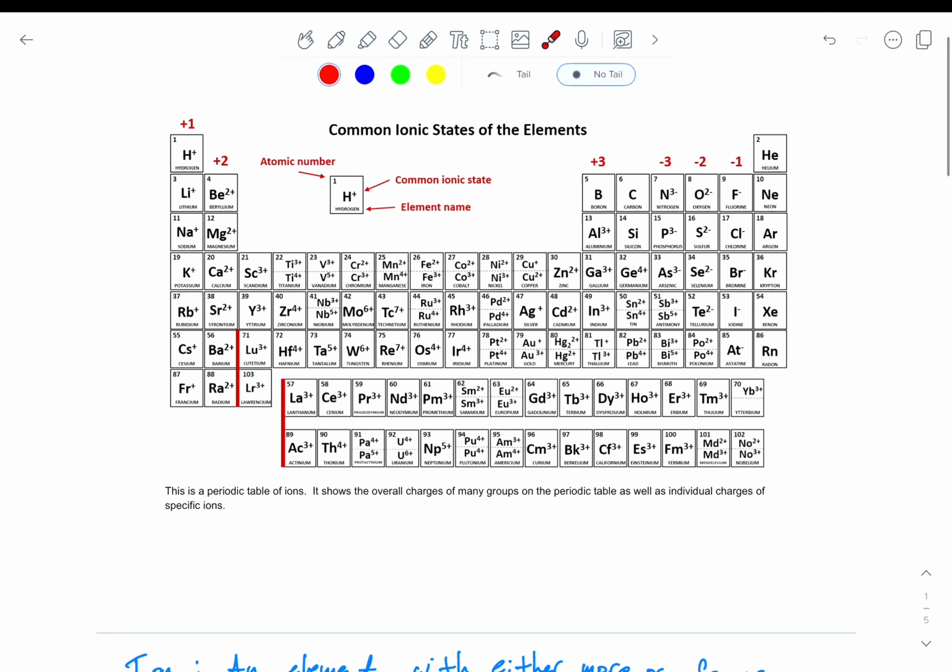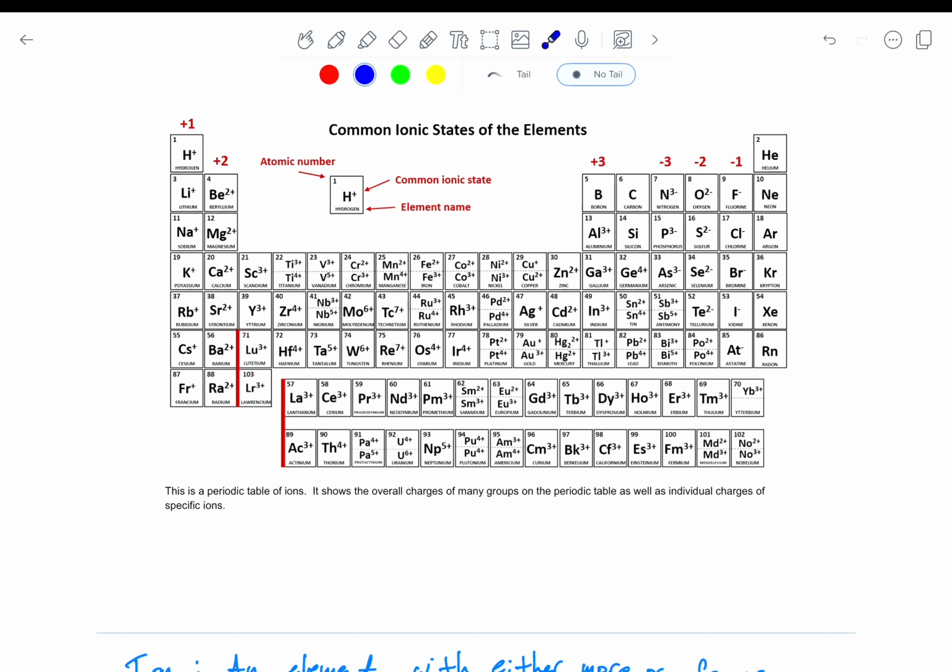Now let's go back to our periodic table of ions, because this is going to be really helpful to you. What we're going to do is a little bit of color coordinating on this. You'll notice that you've got these plus signs above our columns. Where we have these plus or negative signs above our columns, it means that pretty much everything in that column follows the same rule.